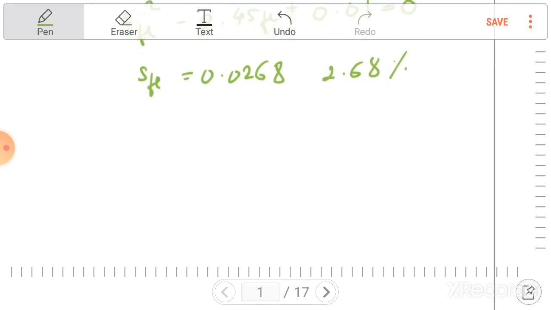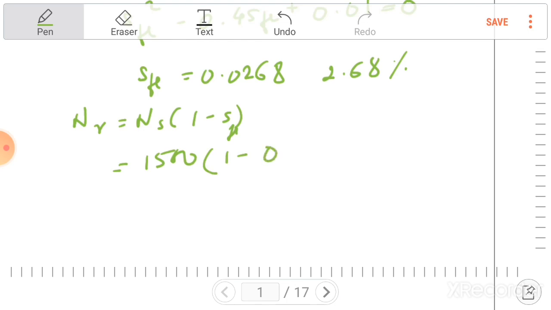Now from here we can find the speed at running condition, NR equal to NS multiplied by 1 minus S at full load. So NS, we know that for a 50 Hz 4 pole machine, it is 1500, multiplied by 1 minus S at full load, which is 0.0268. From here you will get running speed is 1460 rpm.